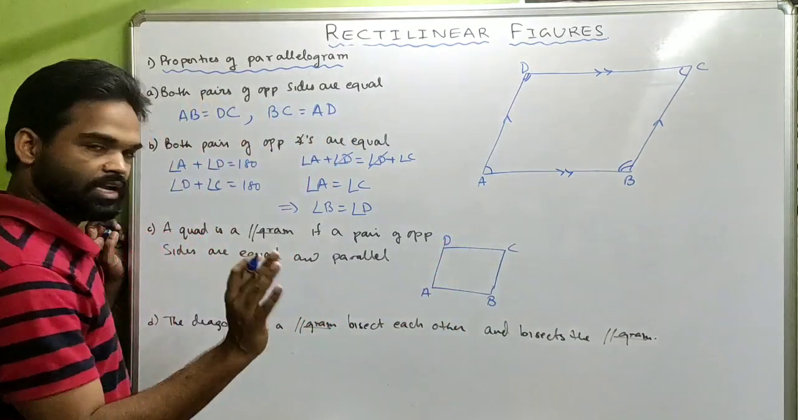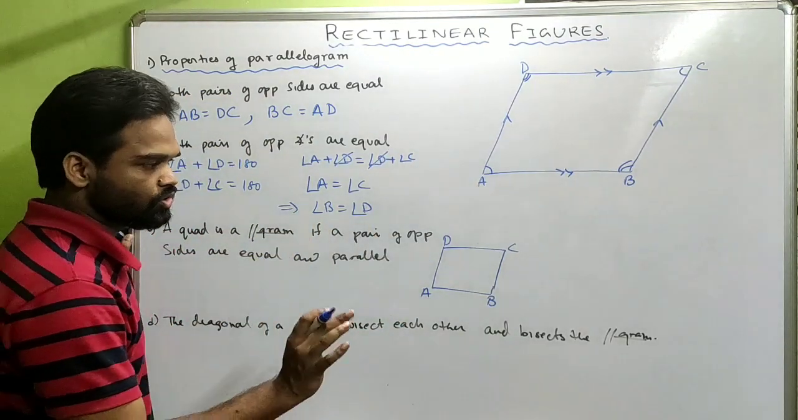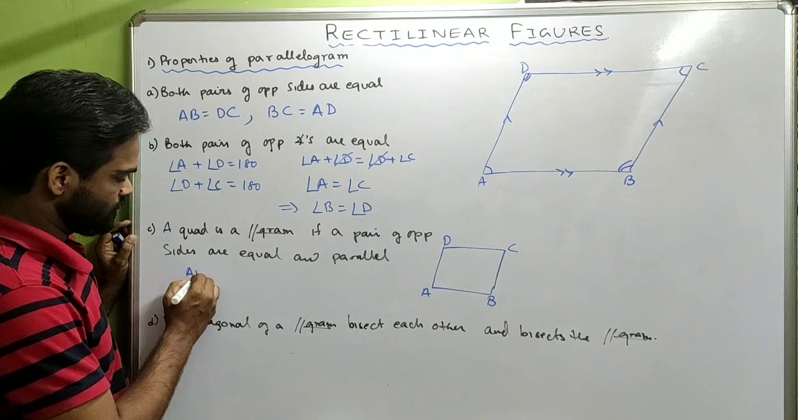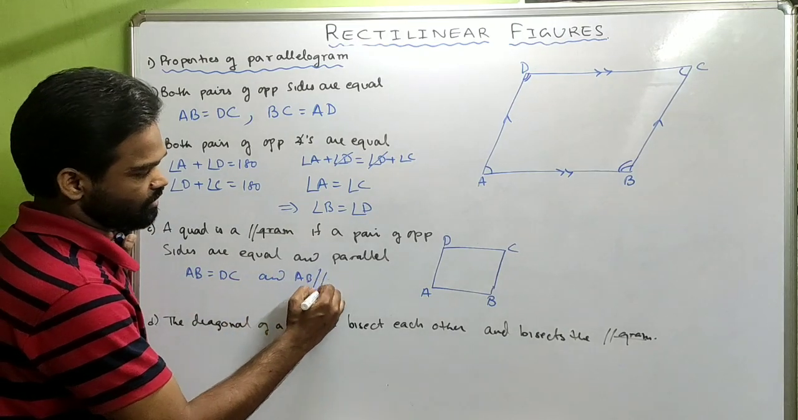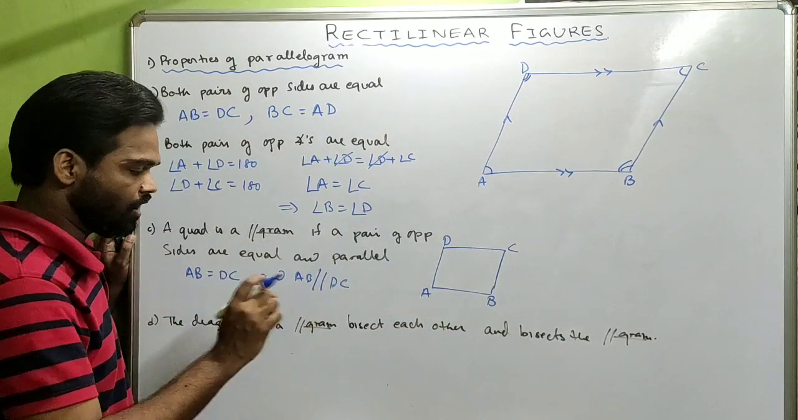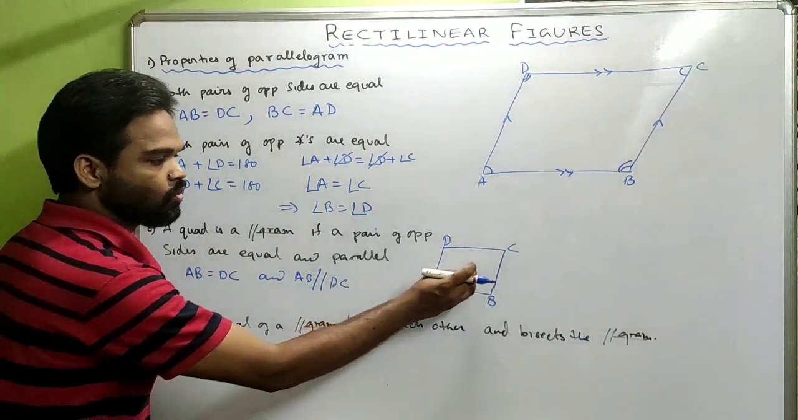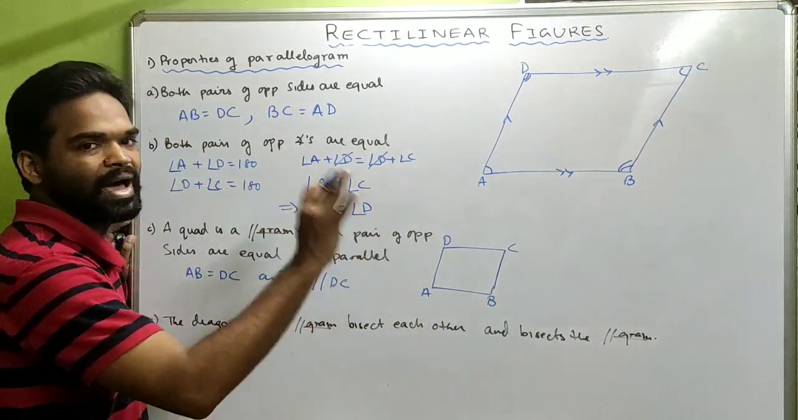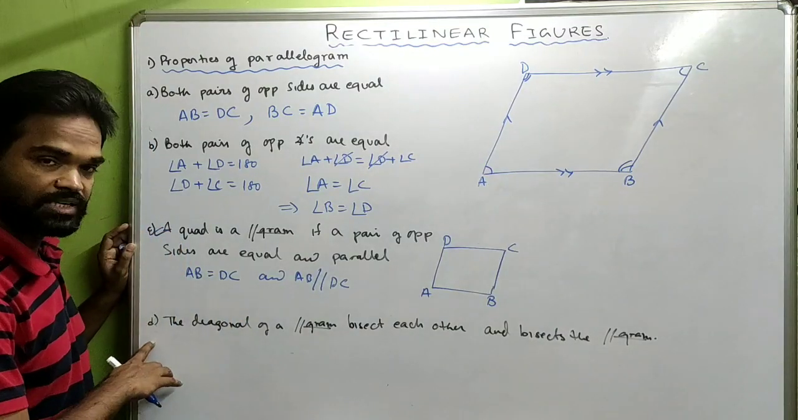Remember this. If you are supposed to prove that this is a parallelogram, you just need to prove that AB is equal to DC and AB is parallel to DC. One pair of opposite sides are equal and parallel. Then only our work is done, which means this quadrilateral is a parallelogram. Remember this, okay?